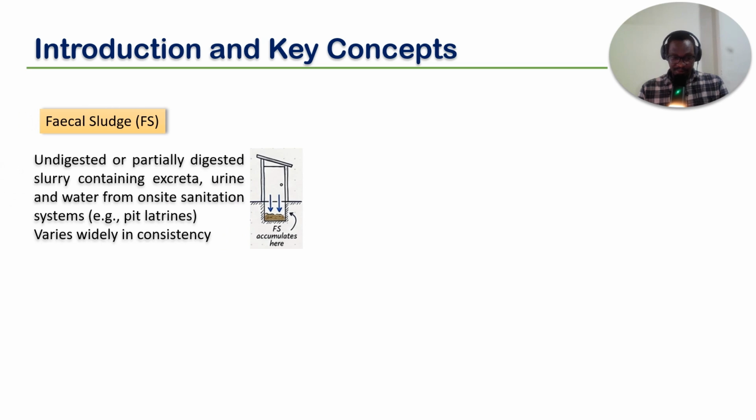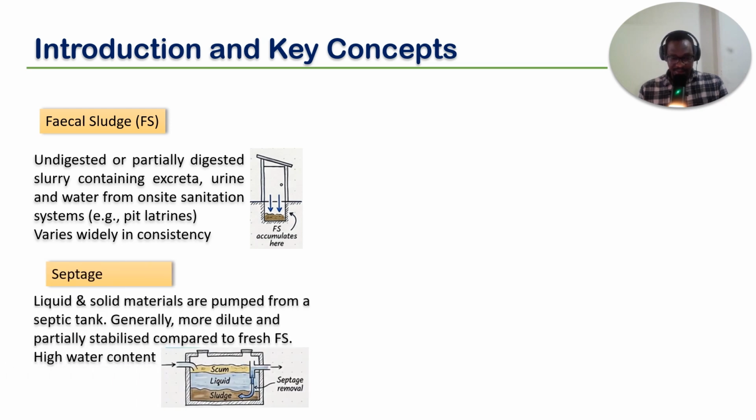Firstly, let's talk about fecal sludge. This may be undigested, in this case, fresh or partially digested slurry, and the combination of all this is called excreta. Here we're talking about urine and feces. And the best example we can refer to is the pit latrine. Now, for the septic tanks, these are on-site systems that need water to operate. And in this case, they contain the liquid and solid materials that accumulate at this point.